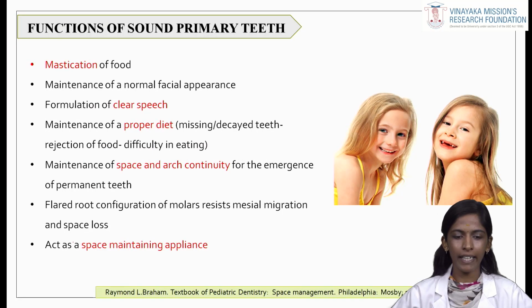Functions of sound primary teeth include mastication of food, maintenance of a normal facial appearance, formulation of clear speech, maintenance of a proper diet, and maintenance of space and arch continuity for the emergence of permanent teeth. Flat root configurations of molars resist mesial migration and space loss, and act as a space maintaining appliance.